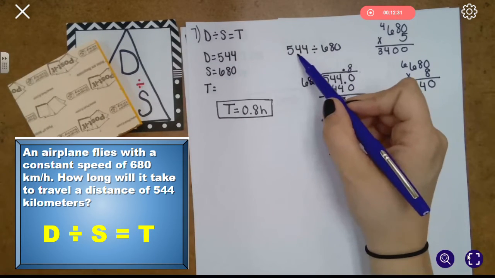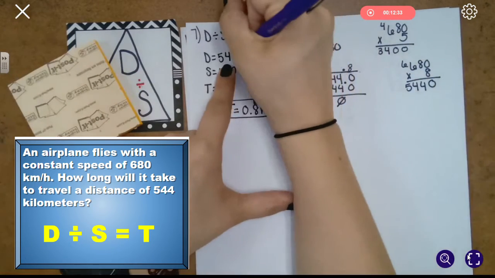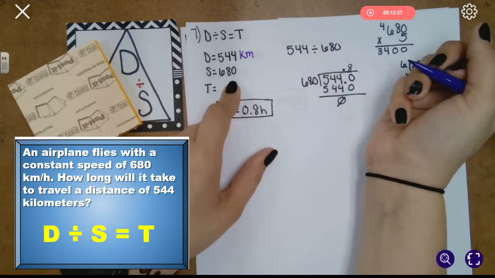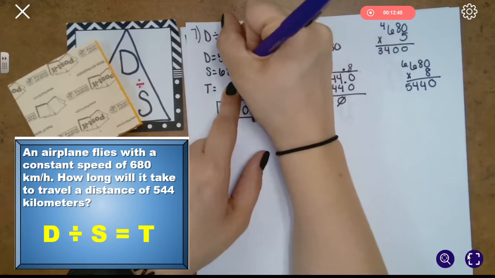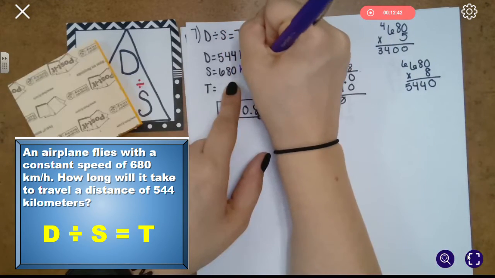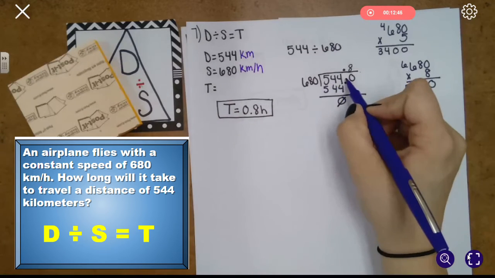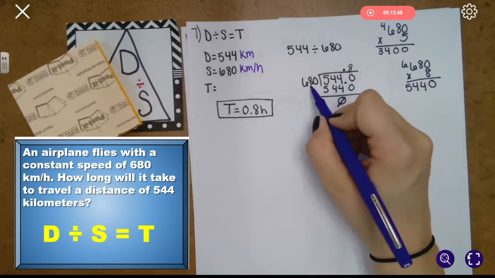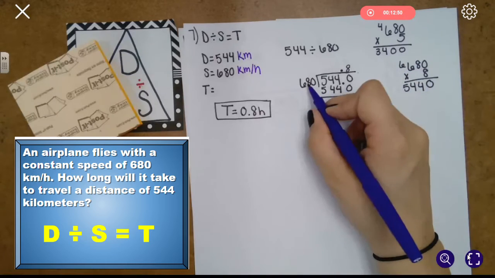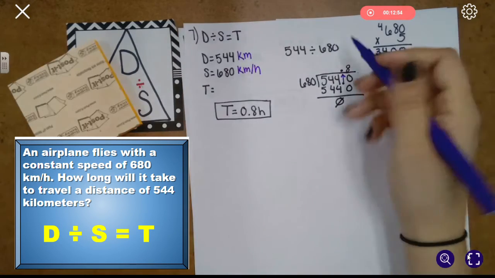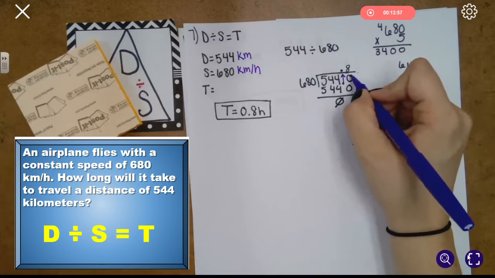Distance, 544 kilometers. Ooh, I didn't label. Speed was 680 kilometers per hour, and then divide it out. 544 divided by 680. We know that 680 can't go into 544. We had to put a decimal point, bring it up, and add a 0.